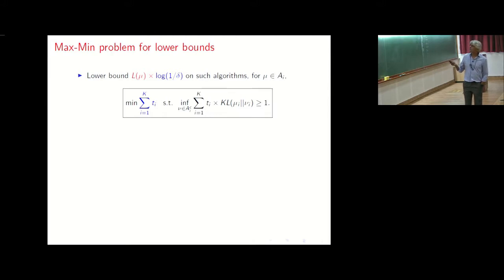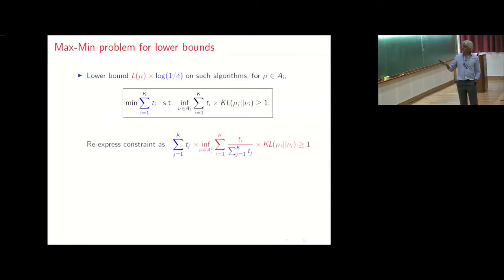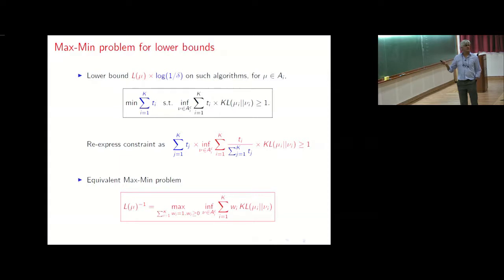So now I just have to analyze this. Mu belongs to A_i again. This is all the nu which don't belong to A_i. So what I'll do now is re-express this constraint by dividing by the summation of T_j and multiplying by the summation of T_j. And the point is, minimizing this subject to this constraint is the same as maximizing this guy here, in the space of T_i which is now restricted to a simplex. So I get this max-min problem.